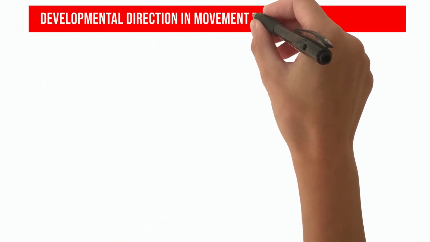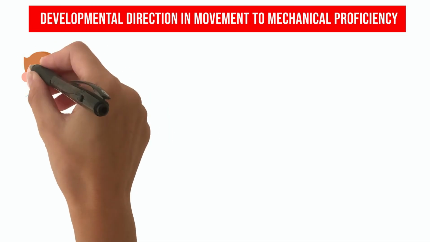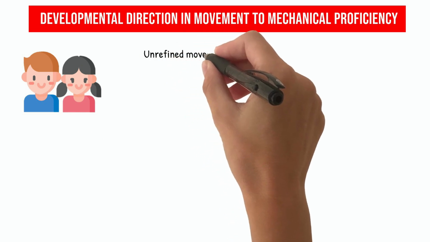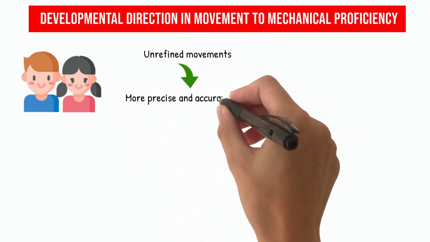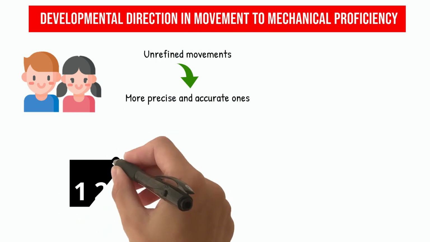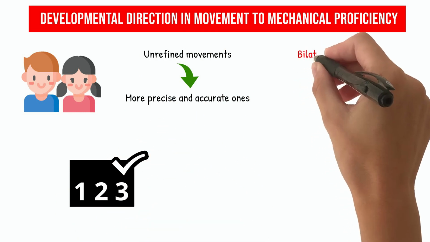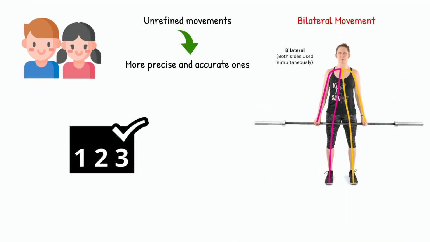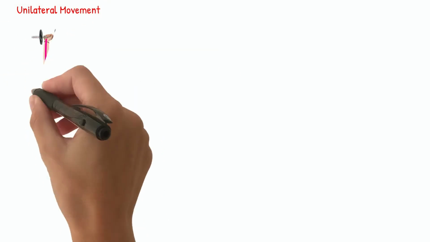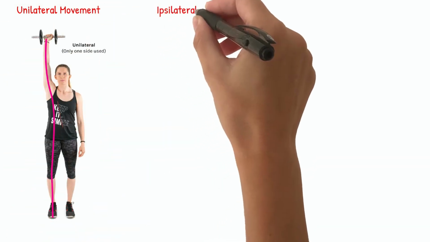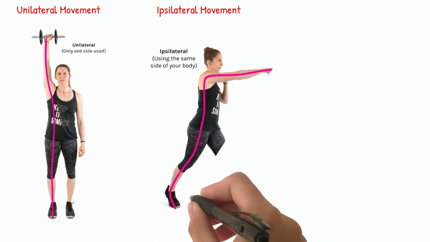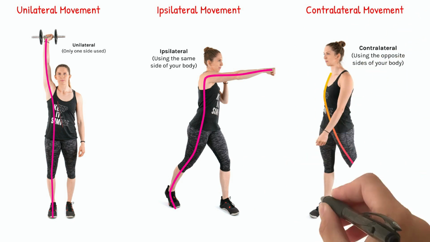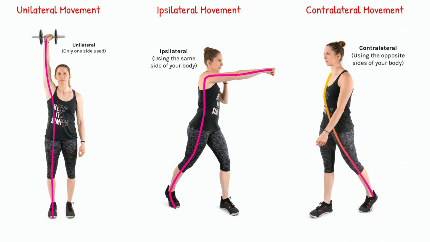Developmental direction in movement to mechanical proficiency. The progression from developmental direction in movement to mechanical proficiency involves children transitioning from unrefined movements to more precise and accurate ones. This transition typically follows a sequential order, which is bilateral movement, which involves moving forward while facing forward with hands at the midline; unilateral movement, which is characterized by shifting the body to one side; ipsilateral movement, where the foot, arm, and body all move together on the same side; contralateral movement, which involves diagonal movements across the body, body rotation, and the involvement of both sides of the body.